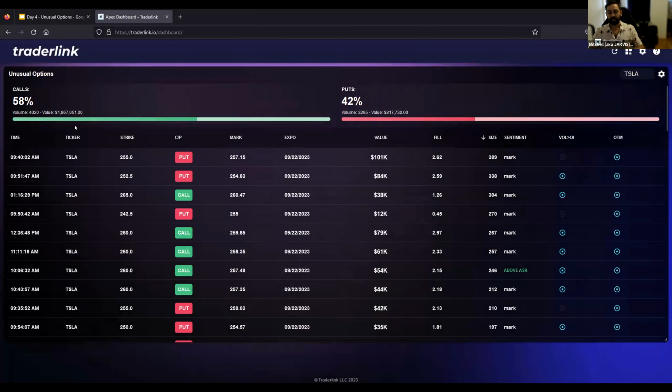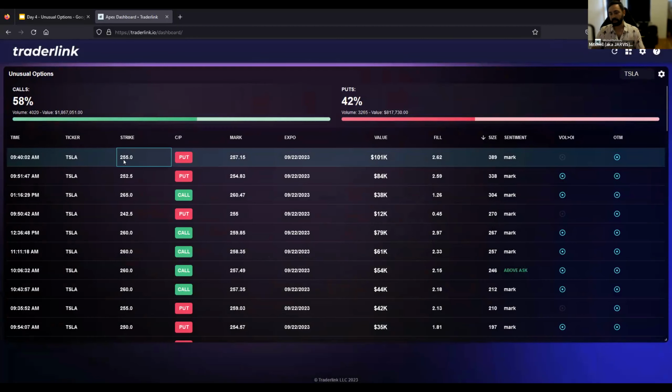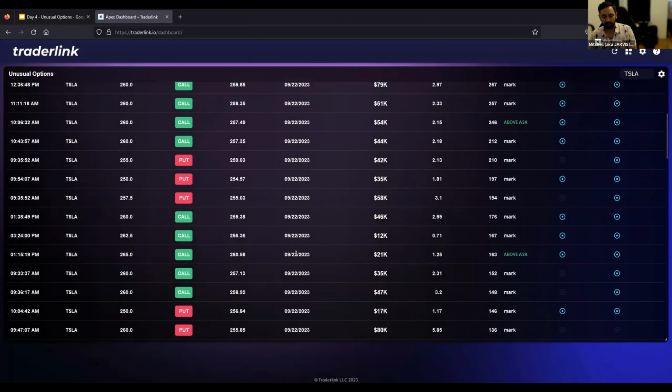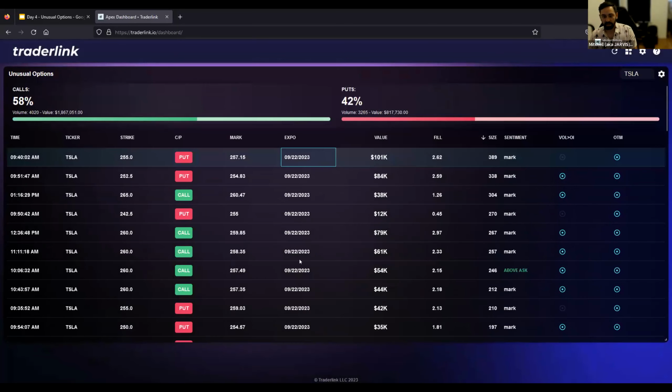We're presented with, obviously, the basics of information. We know what the ticker is. We know that the strike is 255 in this case. We know the mark, so this is the underlying price. This means that Tesla was trading at 257.15 when this order was filled. We know the expiration dates. This is actually expiring tomorrow. A lot of these orders for Tesla are actually tomorrow expiration. We know the value and the fill, right? So what they actually were bought and sold at, and the total number of contracts that exchanged hands.